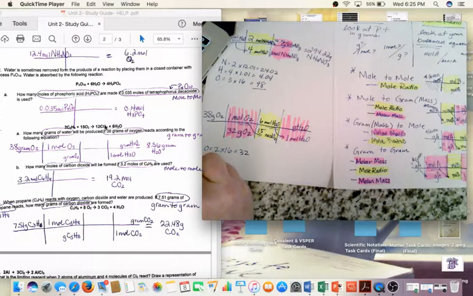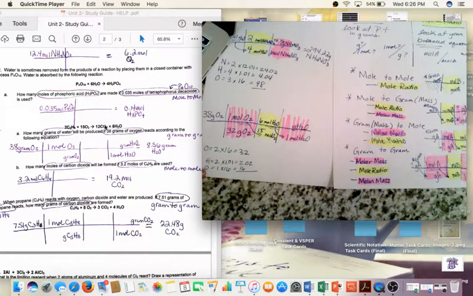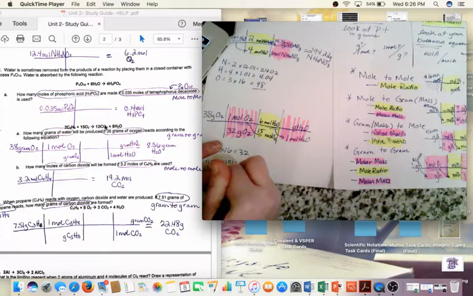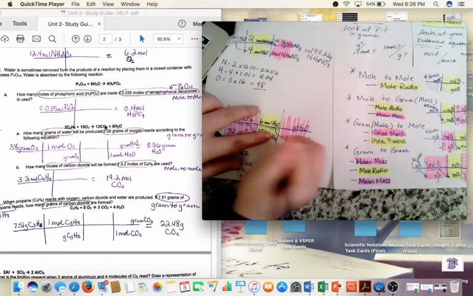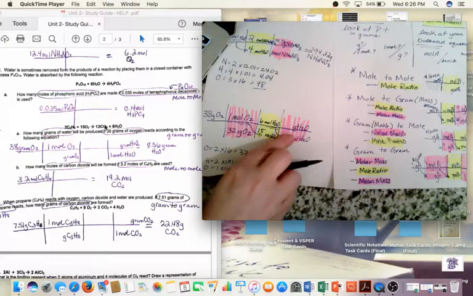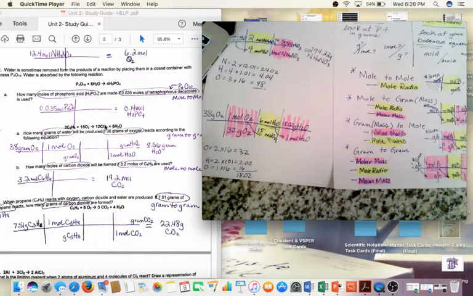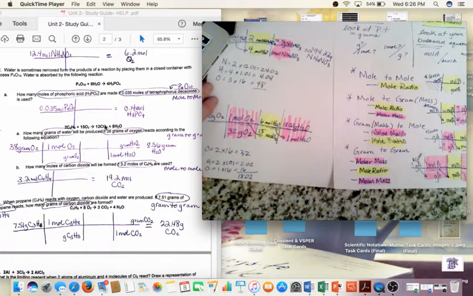Now again, we have to refer to our periodic table. We know that hydrogen for H2O has 2 times 1.01, giving us 2.02. And then oxygen is 1 times 16, giving us 16. When you add 2.02 plus 16, you get 18.02. So I put my 18.02 that I just solved from my periodic table up here with my grams. Now, everything is inputted into our conversion.